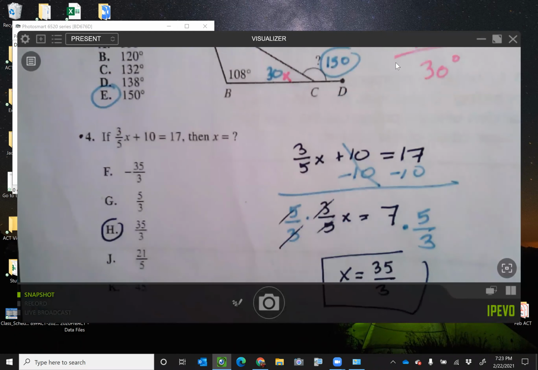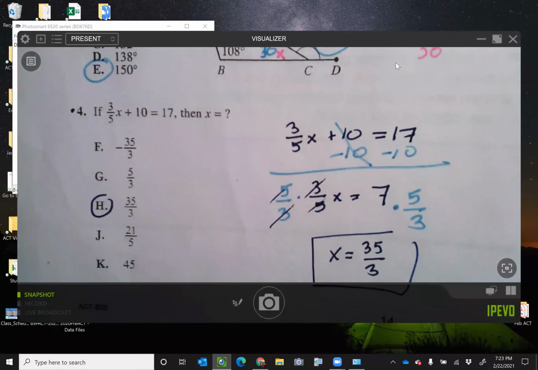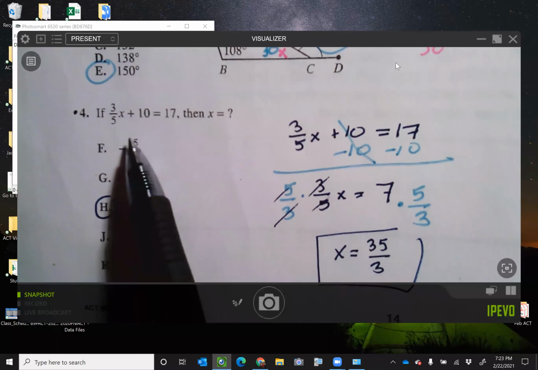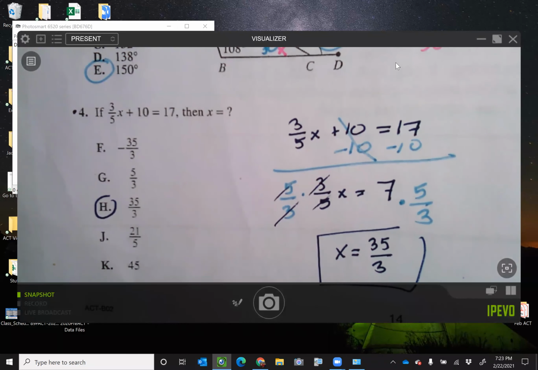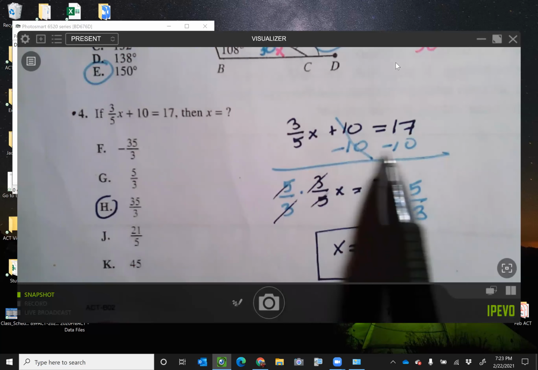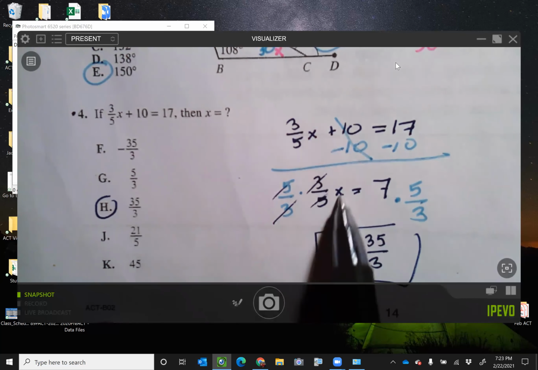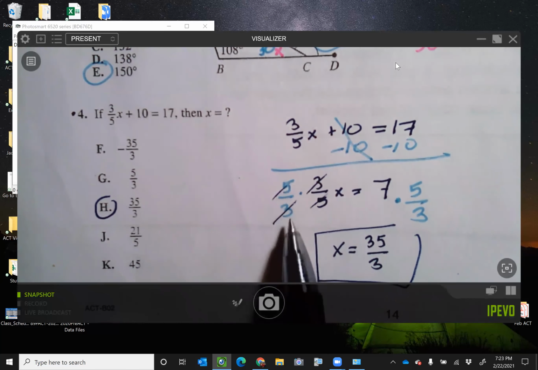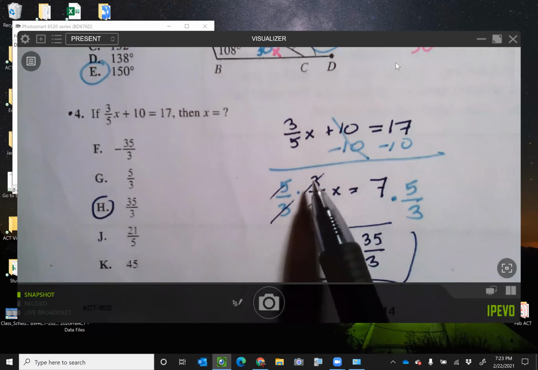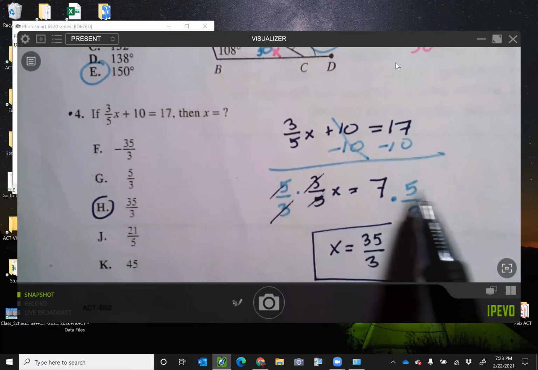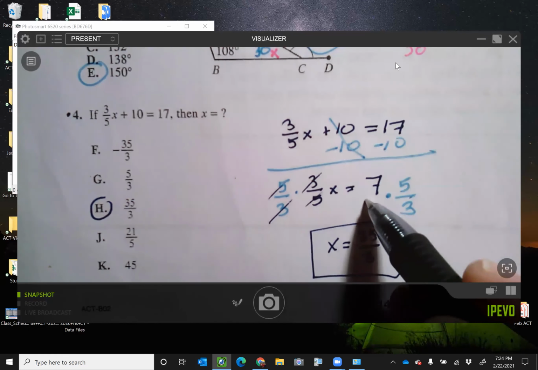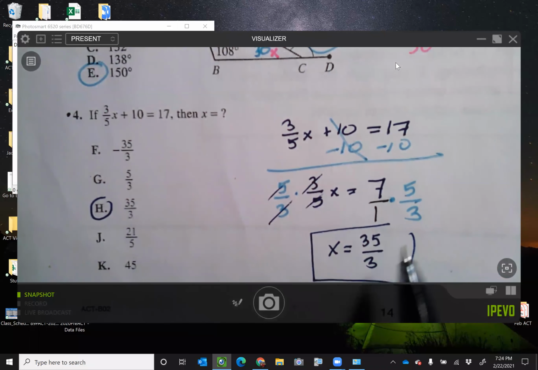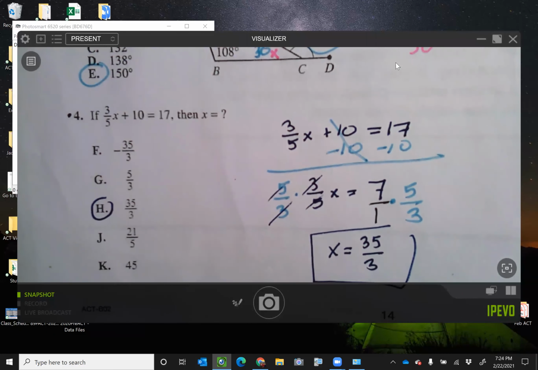Question number 4, we're just solving this problem. And when I glance at the answers, I notice, wow, there's a lot of fractions here. So I'm probably going to have to work it out. So I did, subtract 10 from both sides. And then to get rid of the 3/5, just multiply by the reciprocal, 5/3. That way the 3's cancel, and so do the 5's. And over here, you're left with 7 times 5 is 35 over, and this is really 7 over 1, so 1 times 3 is 3, and there's our answer, letter H.